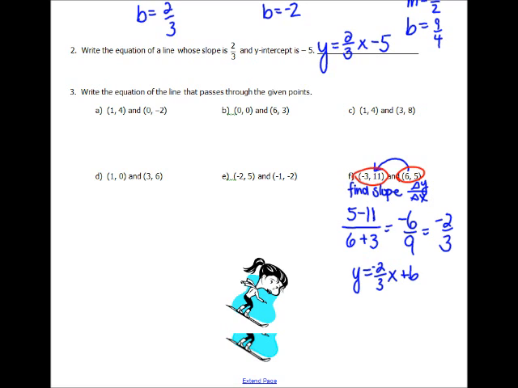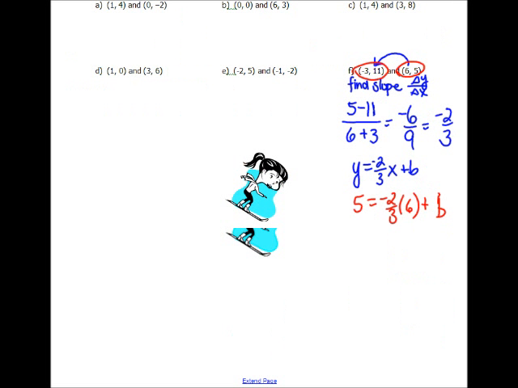And plug those in for x and y. So I'm going to take 5 equals negative 2/3 times 6 plus b. Okay? I know the 6 looks like a b. Bad letter to use. All right, and then I just solve that, and I should get b equals 9. So then I can write the equation of my line, y equals negative 2/3 x plus 9. And you can go ahead and solve the rest of them. I will come back with the answers for you, and that way you can check.